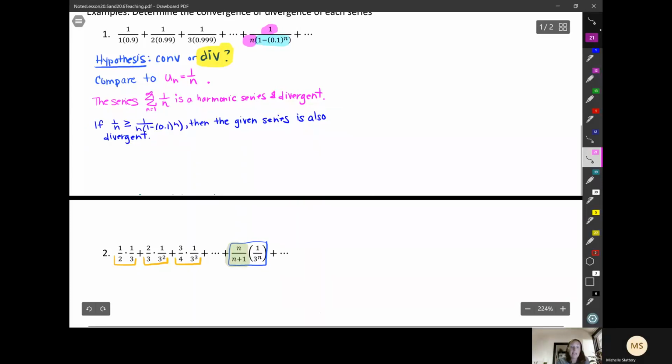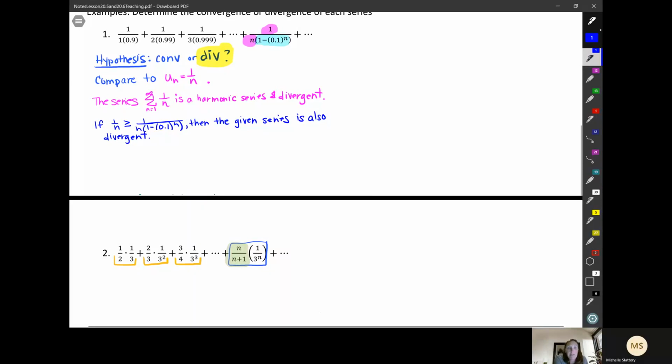And so I say that if 1 over n is greater than or equal to my given series, 1 over n times the quantity of 1 minus 0.1 to the nth, then the given series is also going to be divergent. And so I'm writing out what I'm trying to prove. So I'm saying if this is true, then I know that my given series is divergent. Okay? And so now I'm going to prove that.